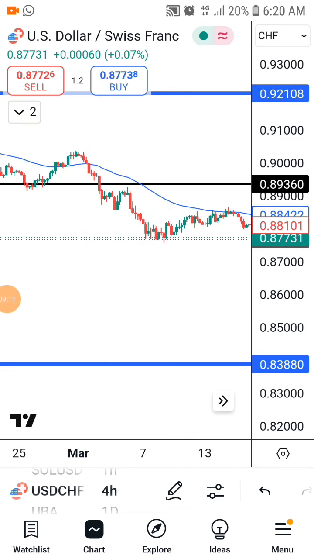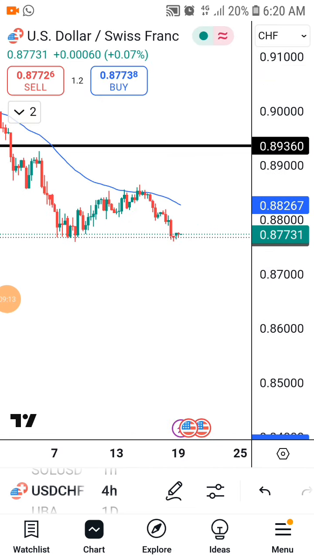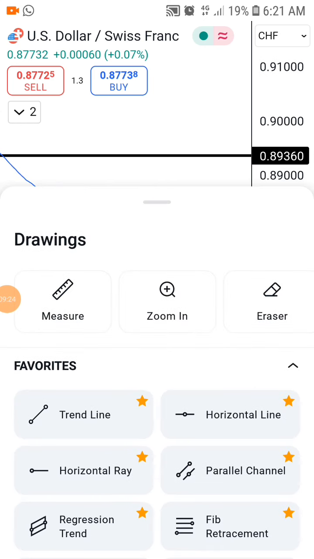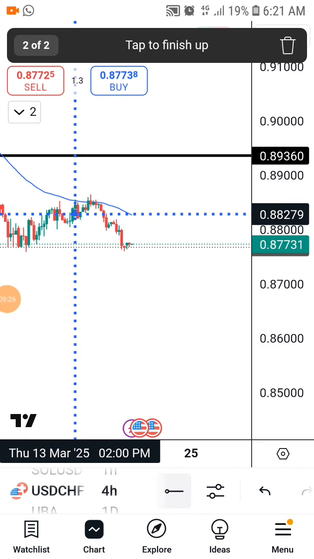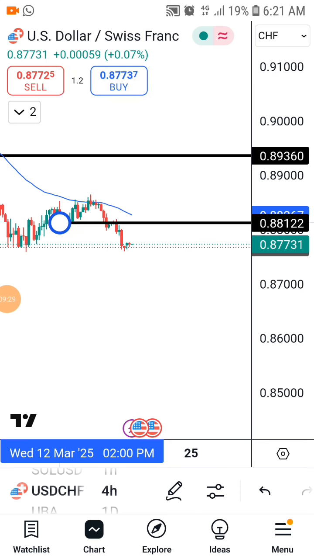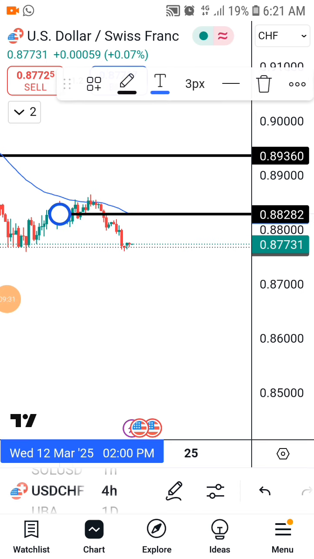I'm trading this market, I'm doing this analysis, and this is not a playback. This is a live analysis on USD CHF. So this is your entry point here. Probably, if this market reverses back here, if you retrace back here, this is your entry point.